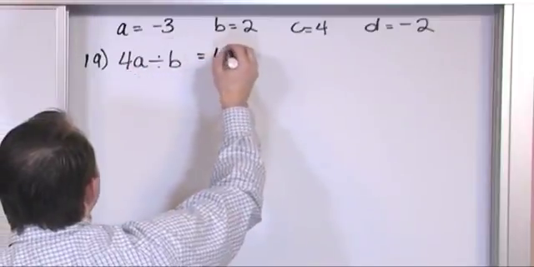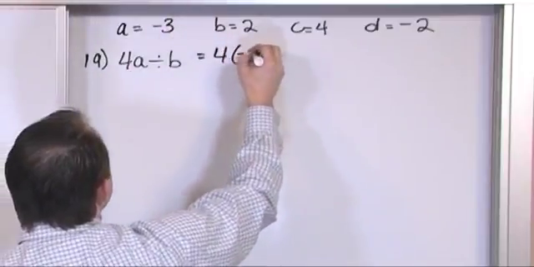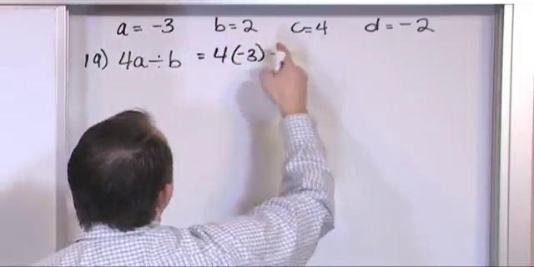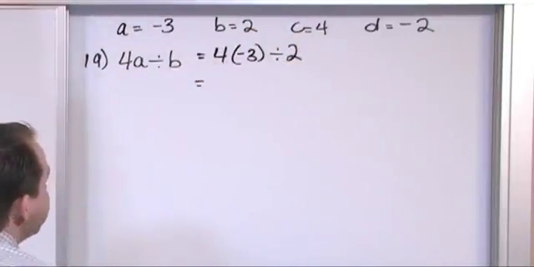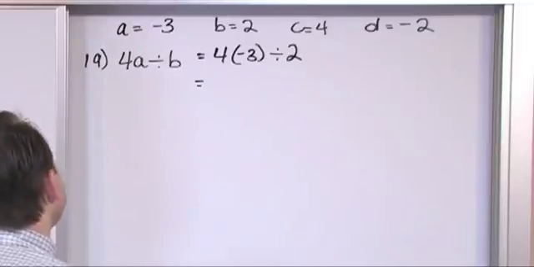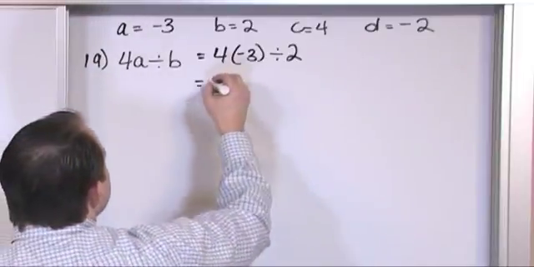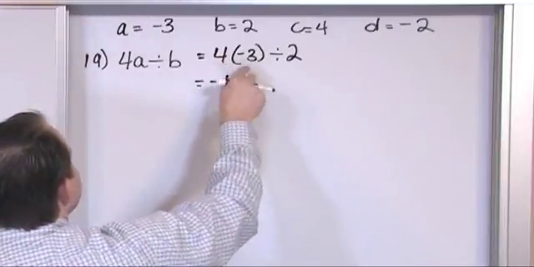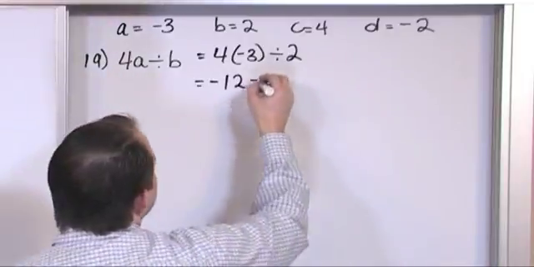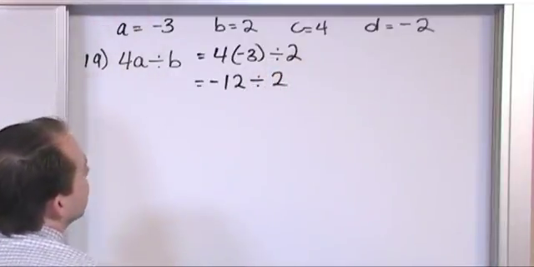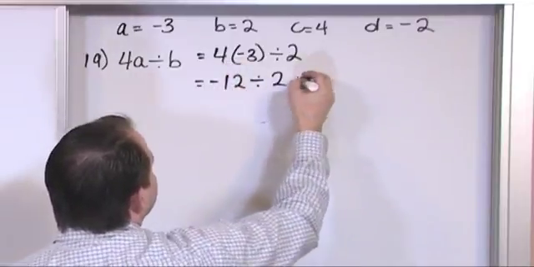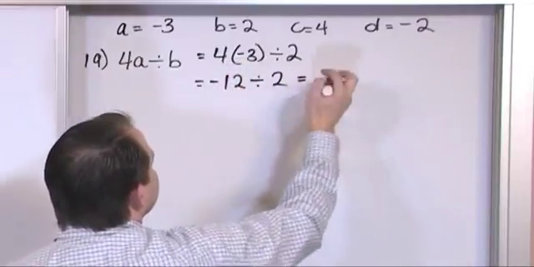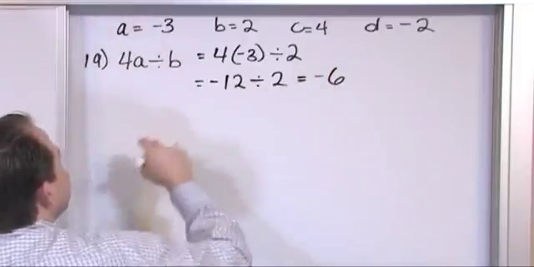First, let's plug in 4 times A, which is negative 3, divided by B, which is 2. And we're going to work on the multiplication first. 4 times 3 is 12, and it's going to be negative 12 because these signs are different. And we're going to divide by 2. So we've done this multiplication, we got the answer, we still have to divide by 2. 12 divided by 2 is 6, and it's going to be a negative 6 because these signs are different.